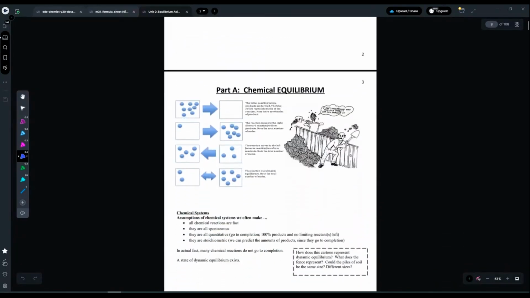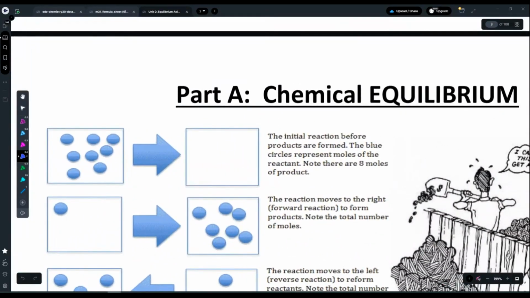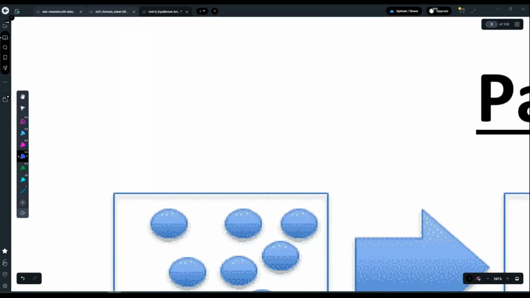Now, starting off with equilibrium, how it gets established is first by starting off with the reactants. So the initial reaction before the products are formed, this is what's happening in this picture here. So we're starting off completely with reactants. No products have formed just yet. Okay, and each one of these circles represents the moles of reactants.